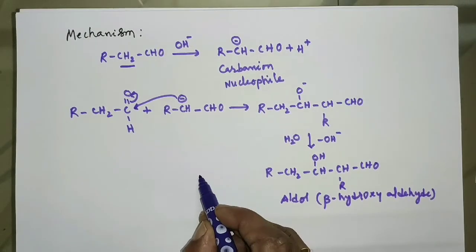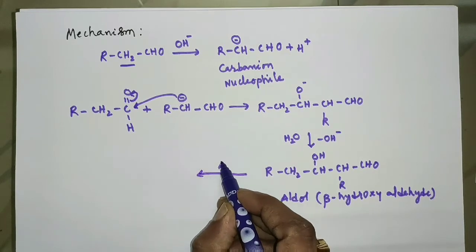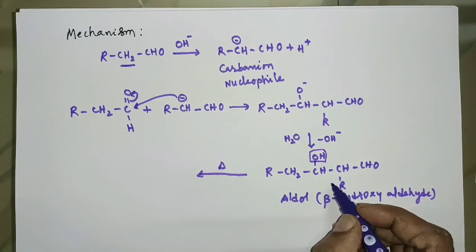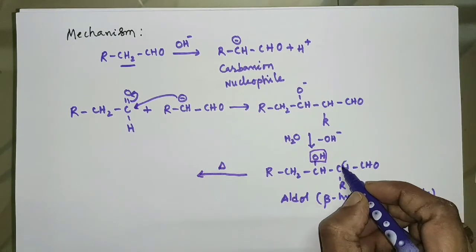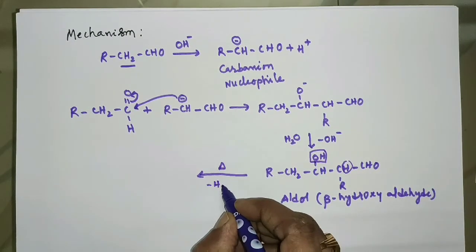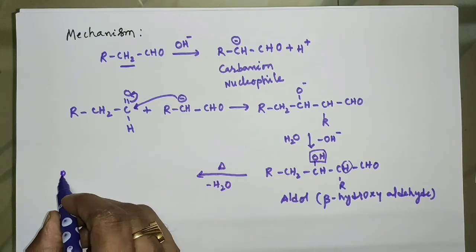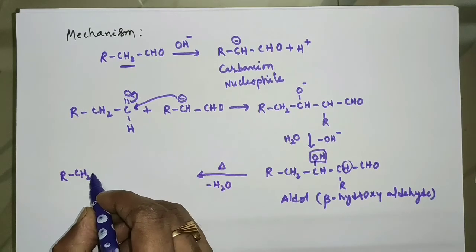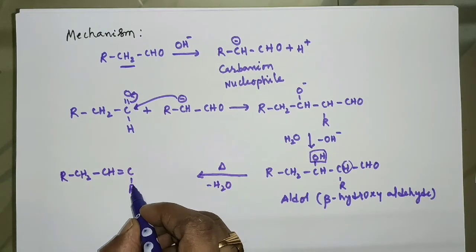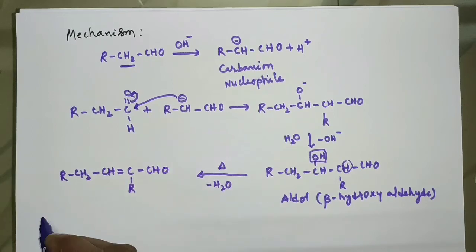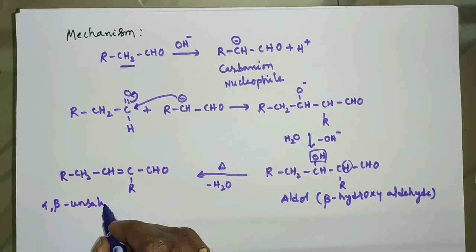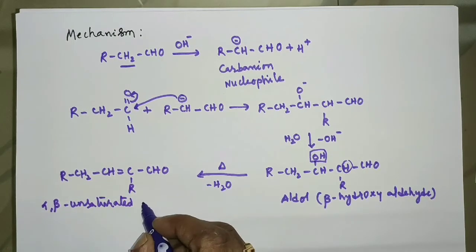When this aldol is heated, it loses water molecule, OH from beta carbon and this hydrogen from alpha carbon will be removed in the form of H2O. And you will get alpha beta unsaturated aldehyde.